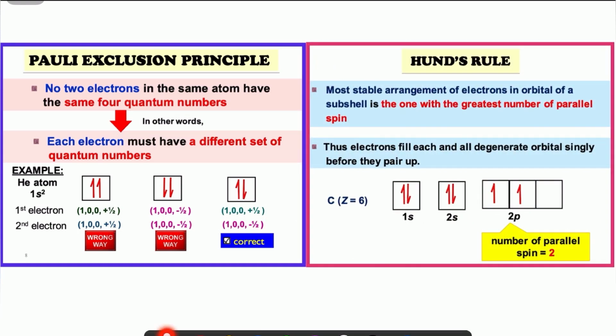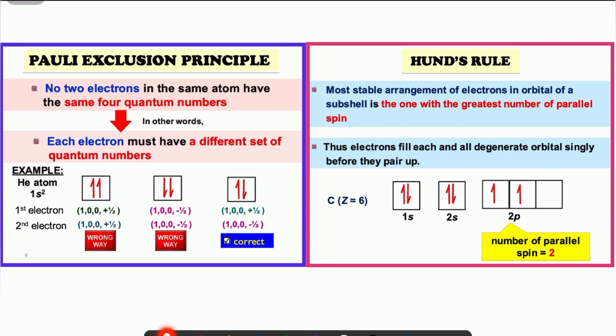Let's see the next or last rule. There is Hund's rule. Okay, Hund's rule says that the most stable arrangement of electrons in orbitals of a subshell is the one with the greatest number of parallel spins. And electrons will fill all degenerate orbitals singly before they pair up. So Hund's rule is used for the degenerate orbitals, and there are 2 types of degenerate orbitals, orbital P and orbital D.